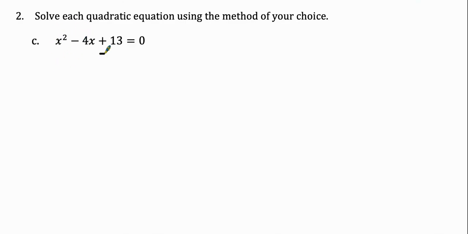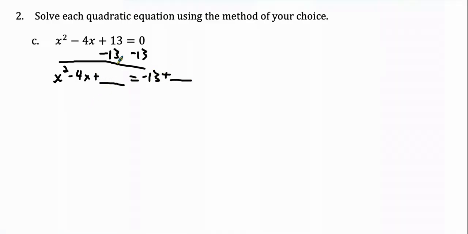So I'll start by moving my constant to the other side. So we will have x squared minus 4x, and I'll put in my plus blank equals -13 plus blank. Now that plus blank will be b over 2 squared. So my b value is -4. -4 divided by 2 is -2, and -2 squared would be +4. So I would add 4 to both sides of my equation.